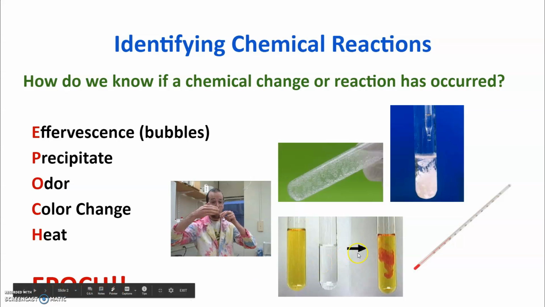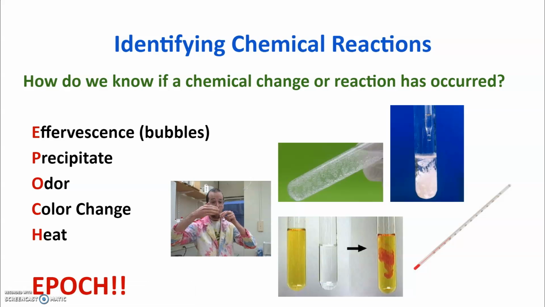So for example, if you mix these two solutions, we've got a transparent yellow solution and a clear, transparent colorless solution. If you mix them, it turns the solutions red, which is really interesting. So we look for color changes like that.